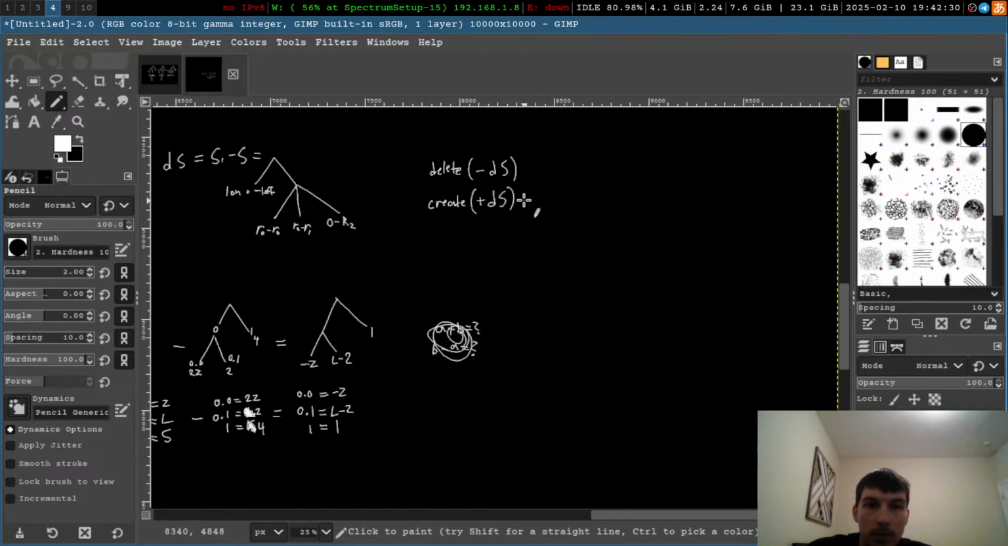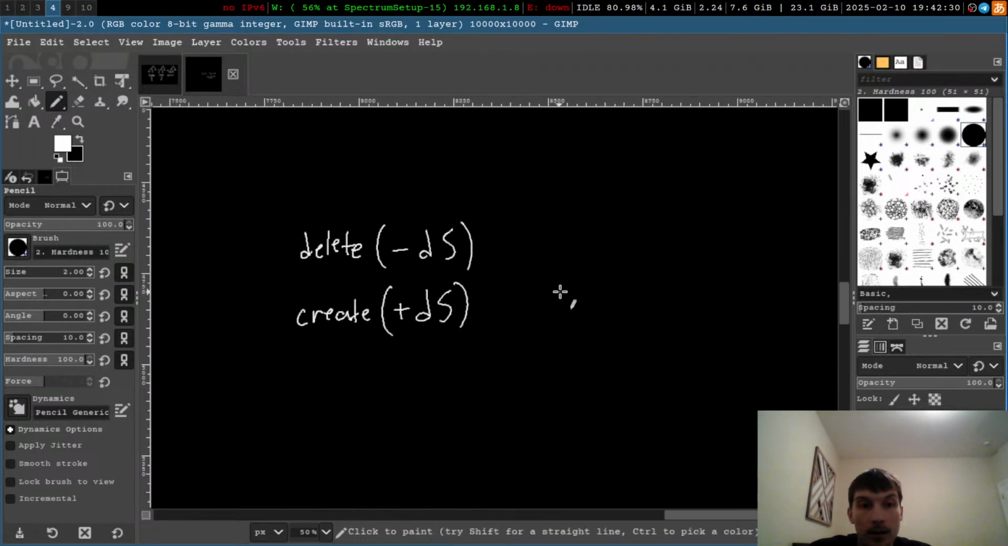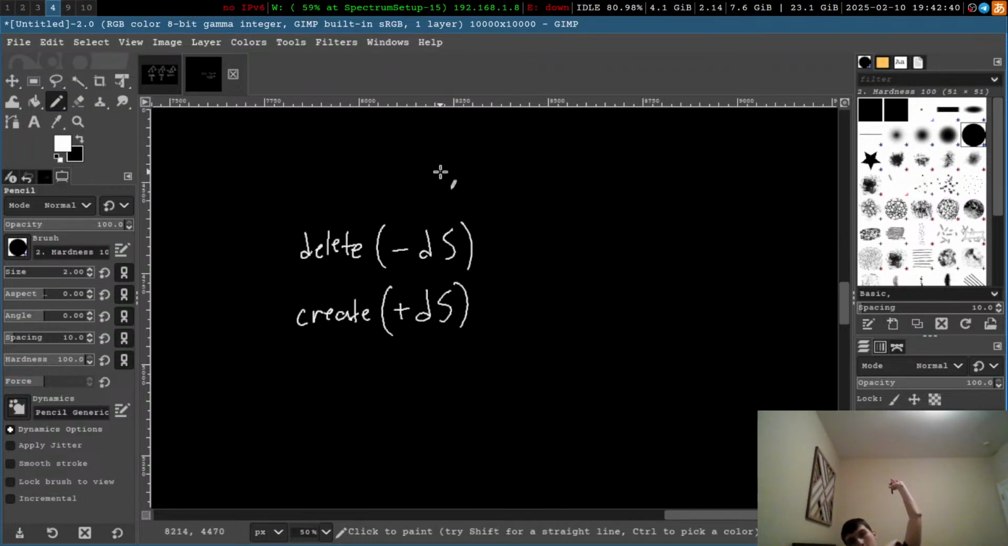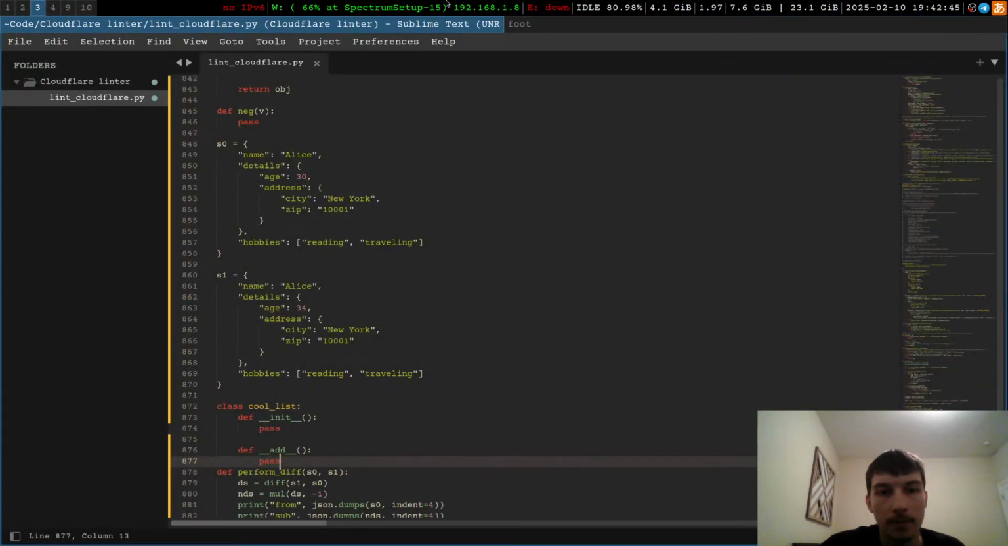We just need to incorporate this, and the idea is we can delete negative ds, and we can create ds. So that's what we're trying to describe here.